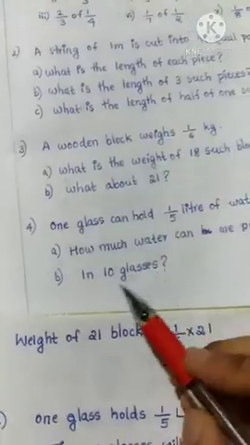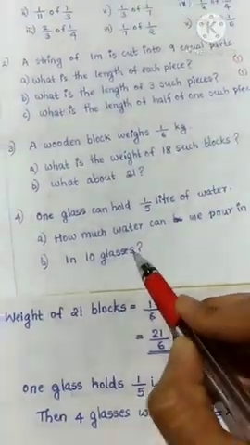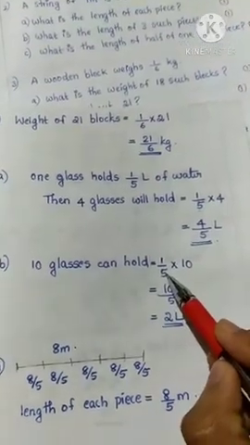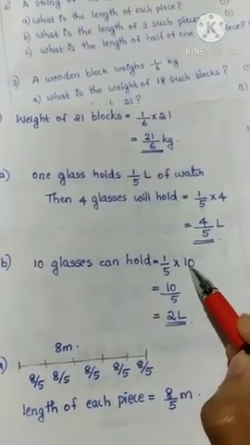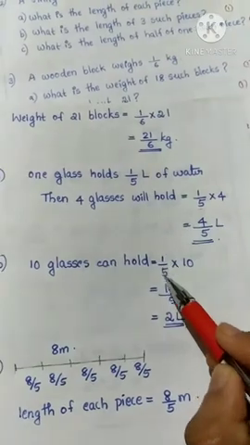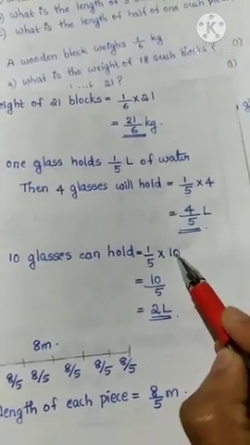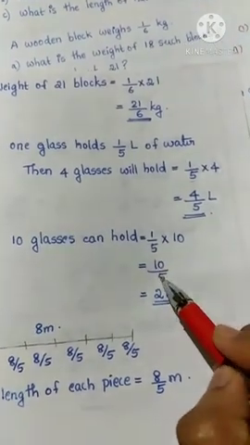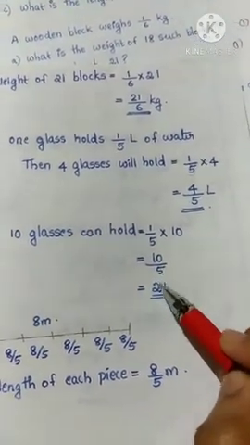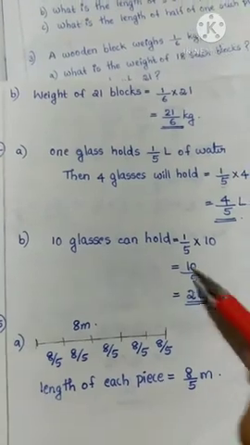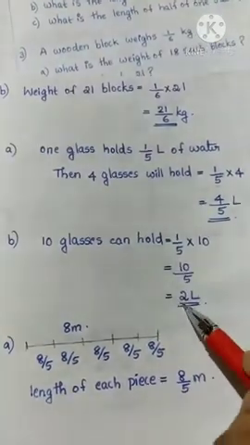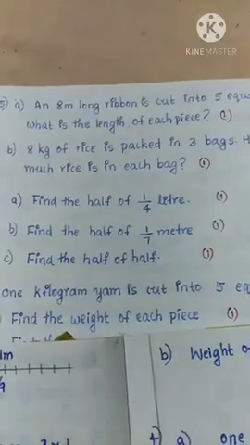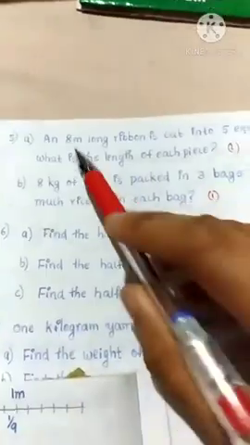Next question. In 10 glasses. So if one glass can hold 1 by 5 liters of water, then 10 glasses will hold 1 by 5 into 10. That is 10 into 1, 10 divided by 5. 10 by 5, that is 2 liters. So 10 glasses can hold how many liters of water? 2 liters of water.